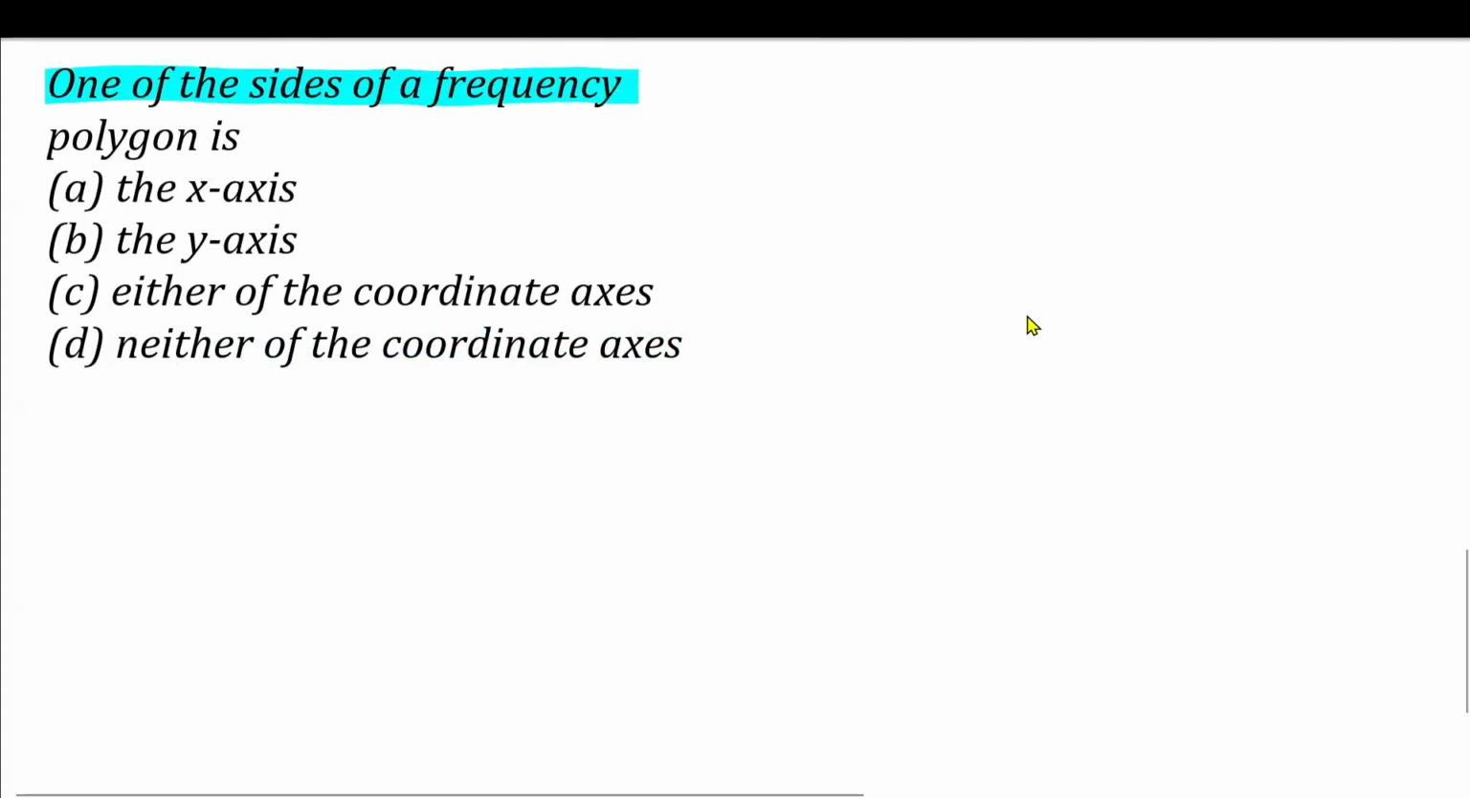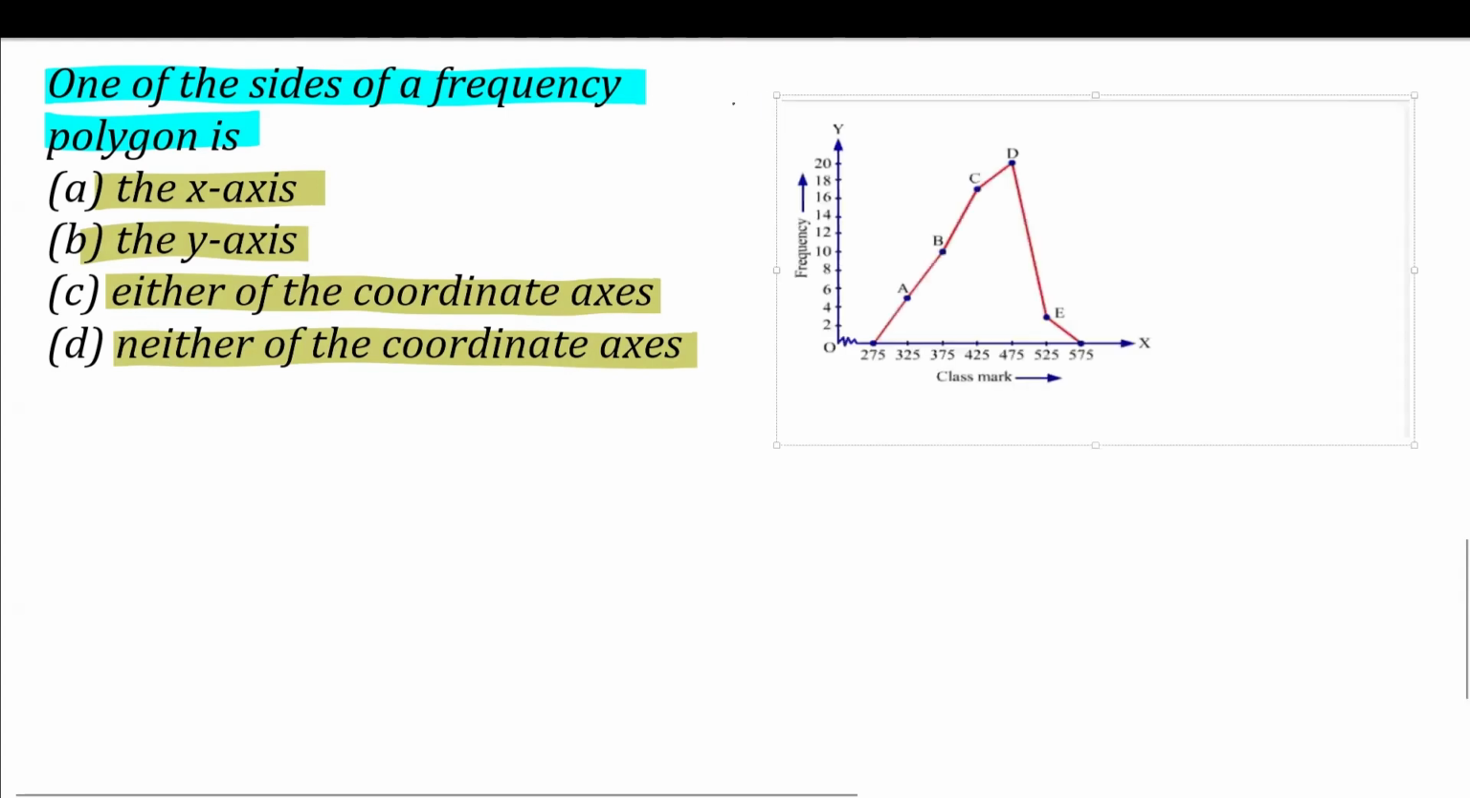The question is, one of the sides of a frequency polygon is what? Is it the x-axis, the y-axis, either of the coordinate axes, or neither of the coordinate axes? If you remember how a frequency polygon looks, this is a frequency polygon. Why is it called a polygon? It's a closed curve made up of only line segments, and it is a closed figure because it is bounded from all sides.